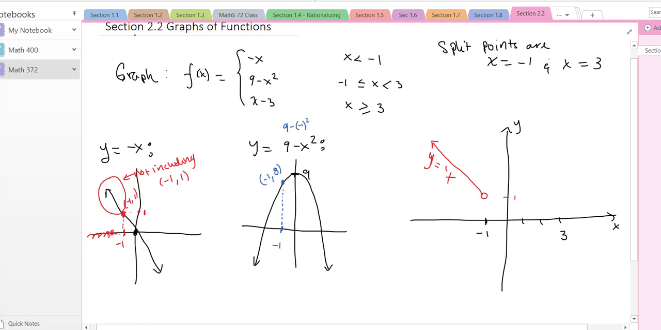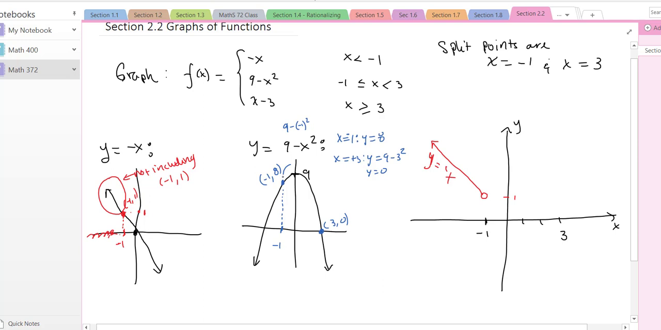And then my other split point is 3. When x is 3, what does this look like? I already saw that when x is -1, we get y is 8. When x is +3, y is going to be 9 minus 3 squared, so y will be 0. So it must be this point here, the point (3, 0).